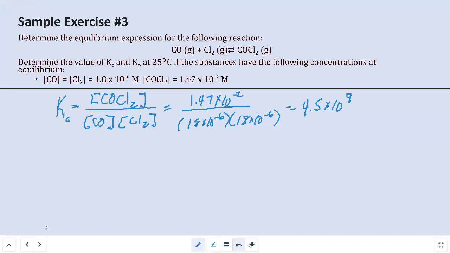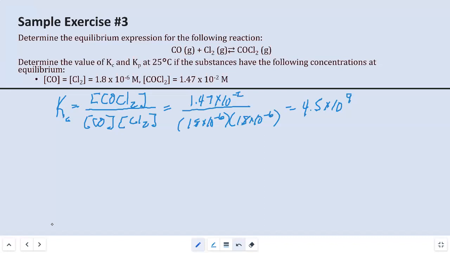So I think it goes without saying here that this is a product favored reaction. Very, very skewed toward that product side. And the concentrations definitely reflect that. There's nearly a 10,000-fold difference in their equilibrium concentrations.